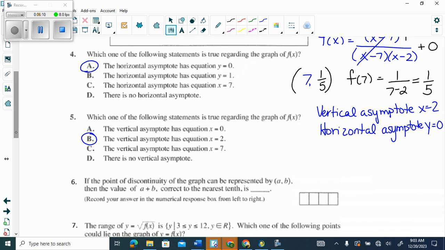And if the point of discontinuity of the graph can be the response AB, 7 1/5, then the value of 7 1/5 is in the nearest tenth. So what's 7 plus 1/5? 7.2.